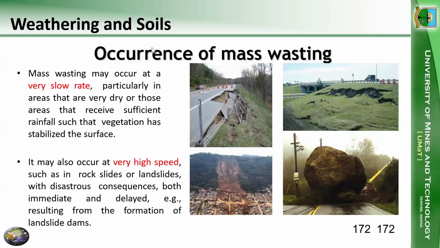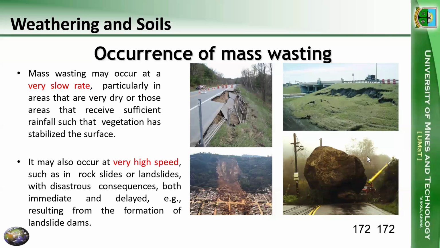So we have occurrence of mass wasting processes. Mass wasting can be very slow or it can be very fast, right? Particularly in areas that are very dry or those areas that receive sufficient rainfall, we can have slow movement. Look at this deformation here, creep, right? Gradual movement here, very slow rate. And it can be very fast, like this landslide burying villages. Or look at this huge boulder. Will you survive? There's a track right here.